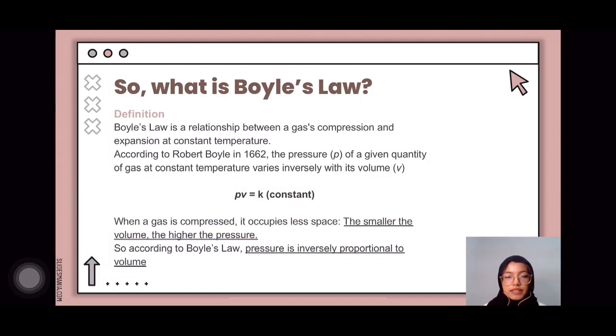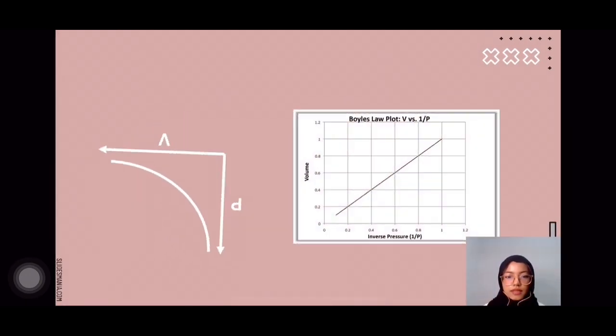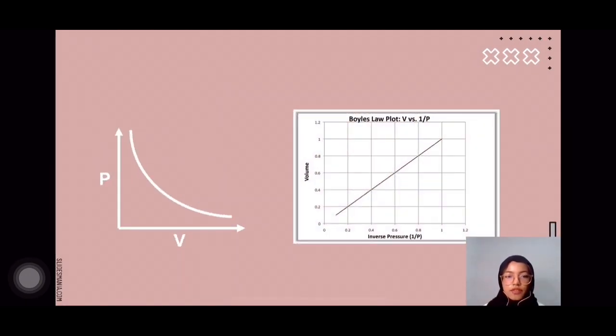We will write this as PV equal to K. K is a constant while P is pressure, V is the volume. When a gas is compressed, it occupies less space. So the smaller the volume, the higher the pressure. So according to Boyle's law, pressure is inversely proportional to the volume. This is the graph of Boyle's law.